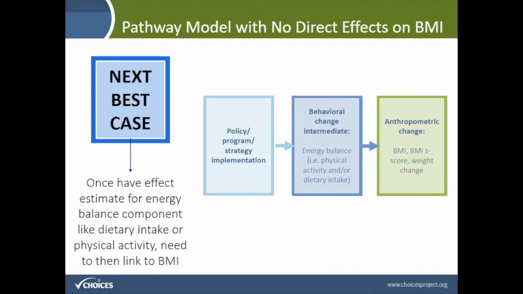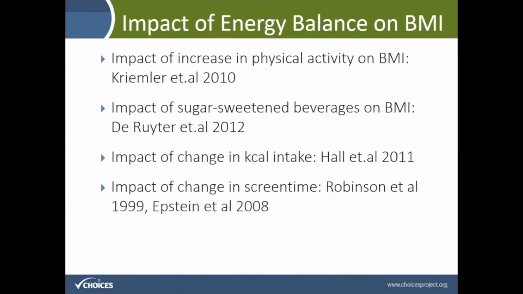Then we link that to BMI later, and we have a set of standard studies and standard quantitative estimates that we use that link the change in energy balance to the change in BMI. So these are the studies that we use. If we have evidence for an increase in moderate to vigorous physical activity, we use a study published by Cramer et al. that shows a direct link between increases in moderate to vigorous physical activity and decreases in BMI for children. And so we're able to quantify changes in moderate to vigorous physical activity based on this estimate.